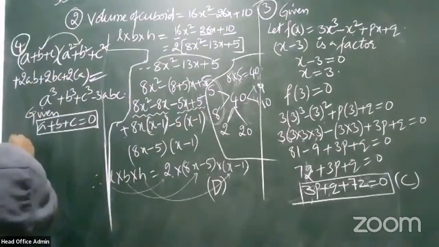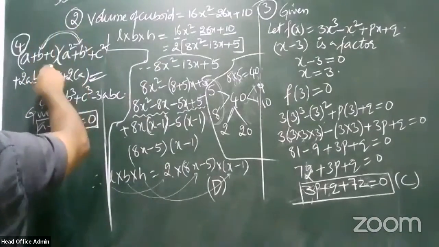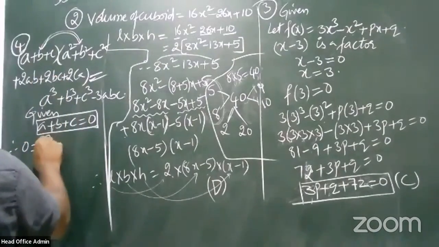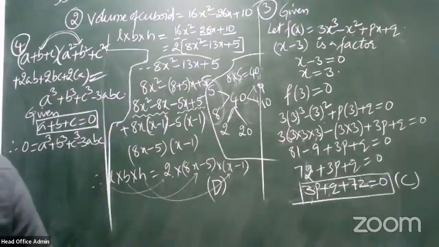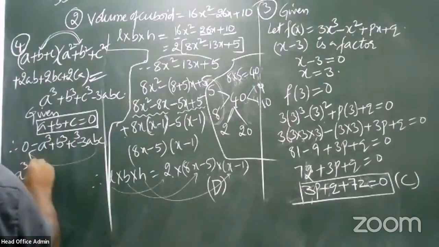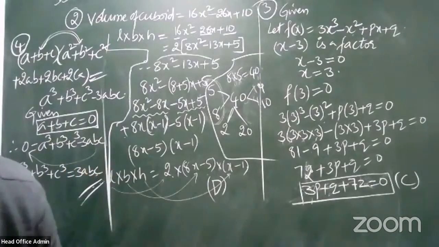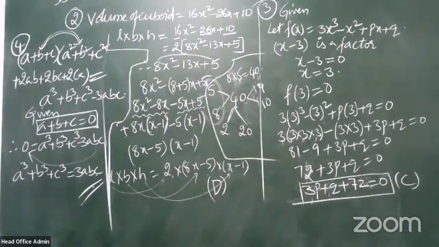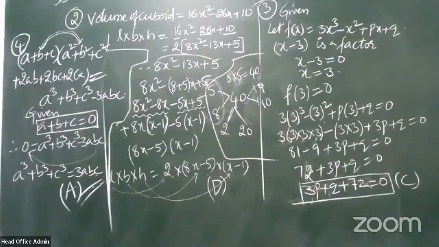So what do you write from this? Therefore, a plus b plus c is 0, means 0 into something is 0. So 0 equal to a cube plus b cube plus c cube minus 3abc it will be. Now minus 3abc comes here, it means what happens? A cube plus b cube plus c cube is equal to 3abc is the answer. Right? Come on, copy down. So what is the option? Option A is correct. 3abc is correct.